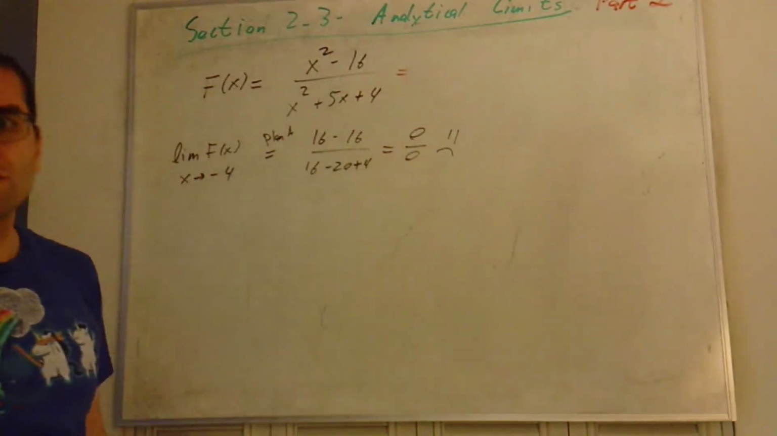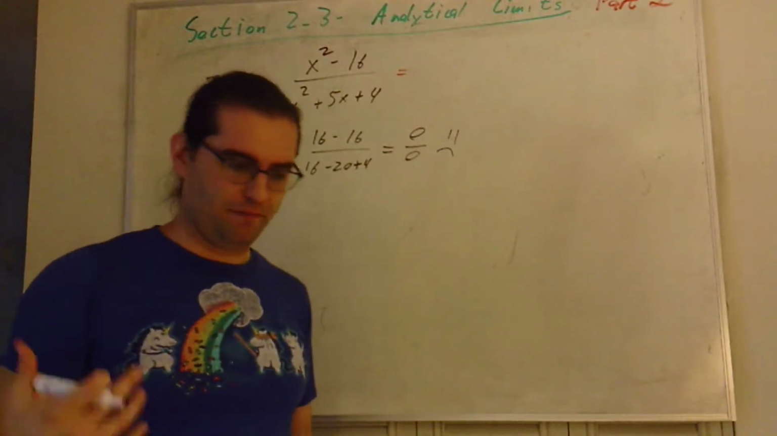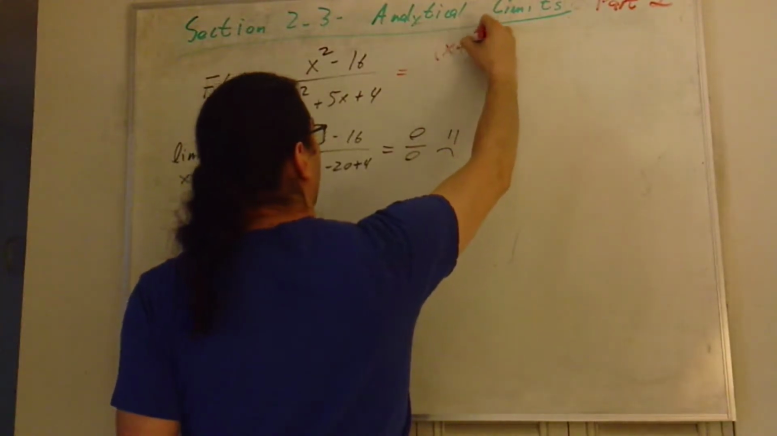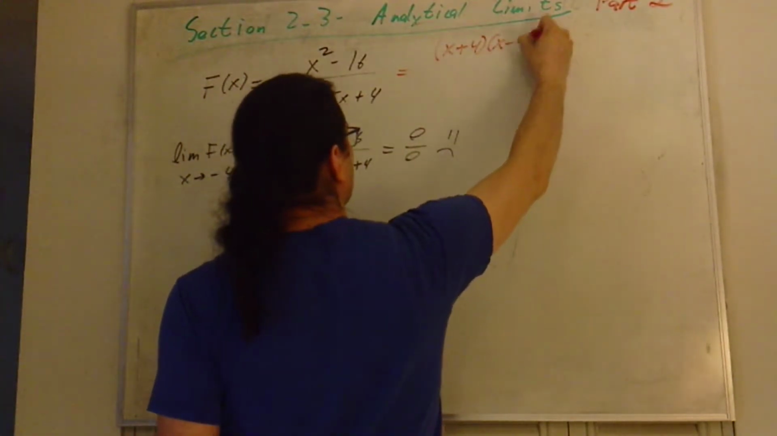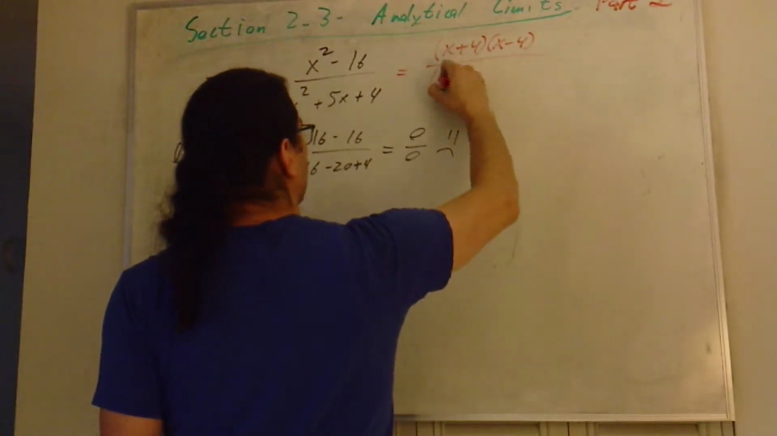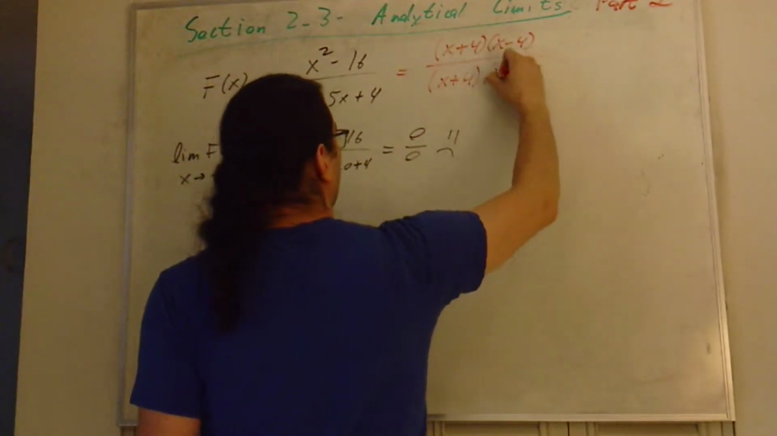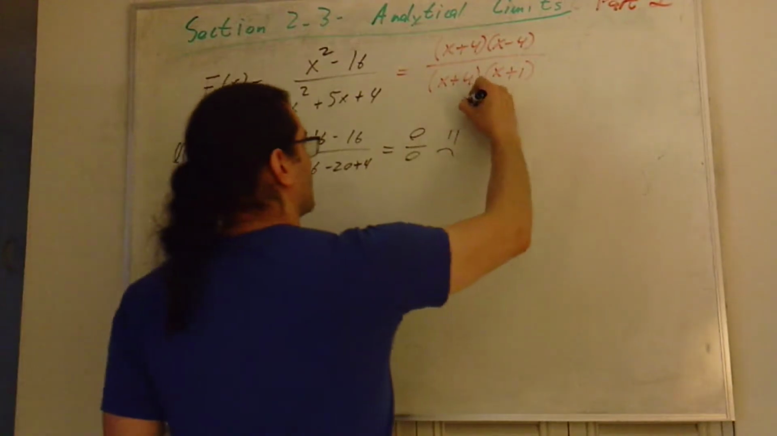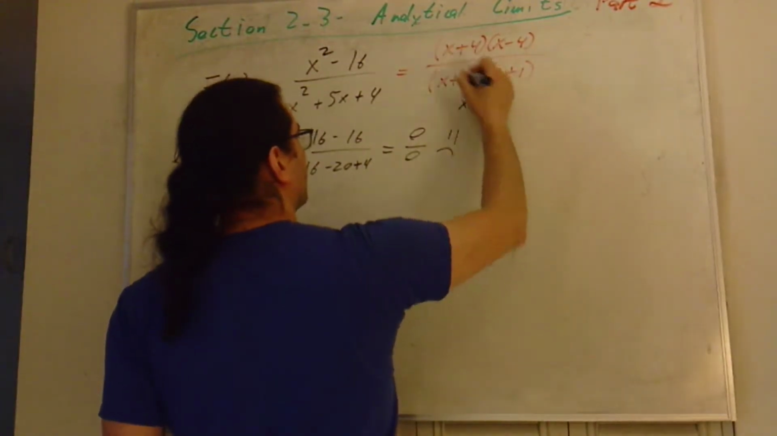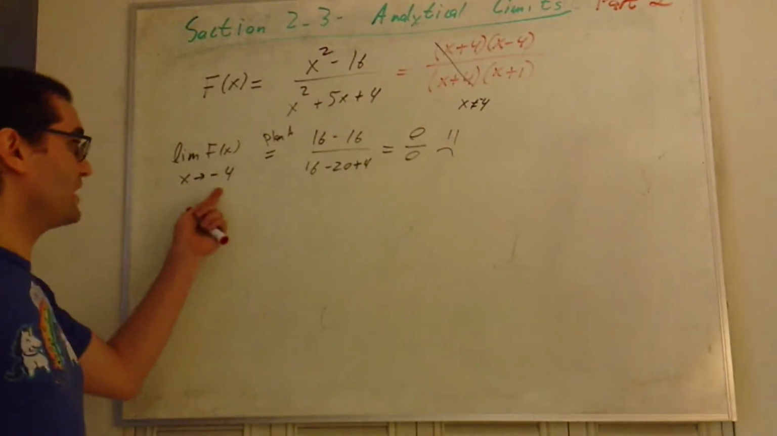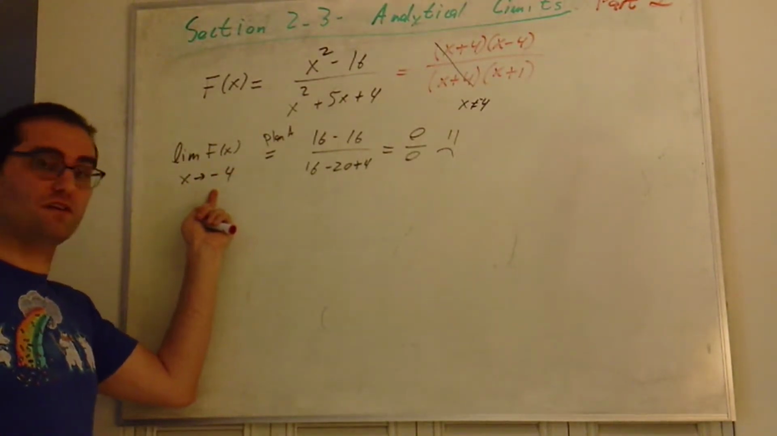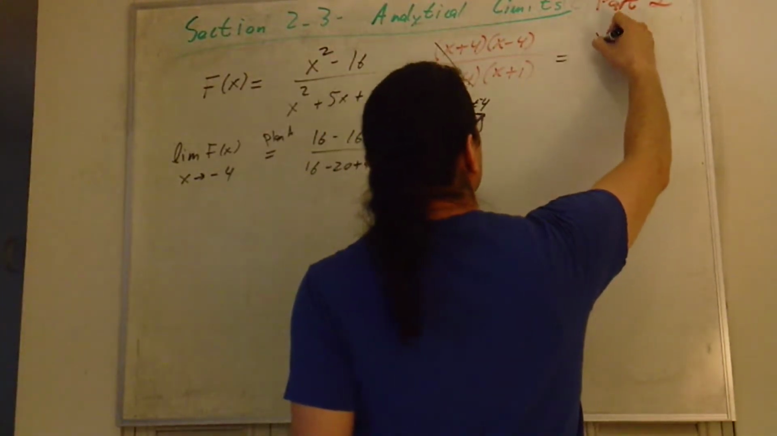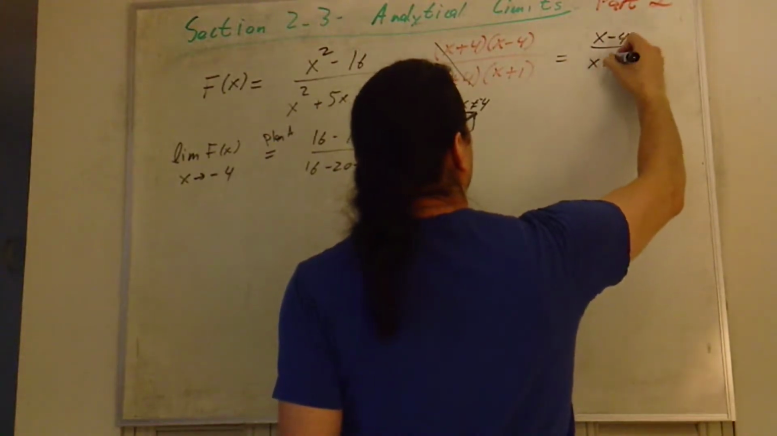Simplifying it usually means we're going to factor the top and the bottom, see if anything cancels. In this case, the top factors into x plus 4 and x minus 4, and the bottom factors into x plus 4 and x plus 1. So as long as x doesn't equal negative 4, I can cancel these guys. Good news, x doesn't actually equal negative 4. It's going to get close, but it's never going to be equal, so we're safe. And this function is just going to be x minus 4 over x plus 1.